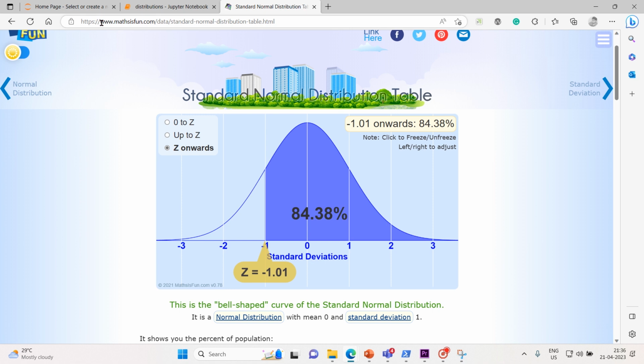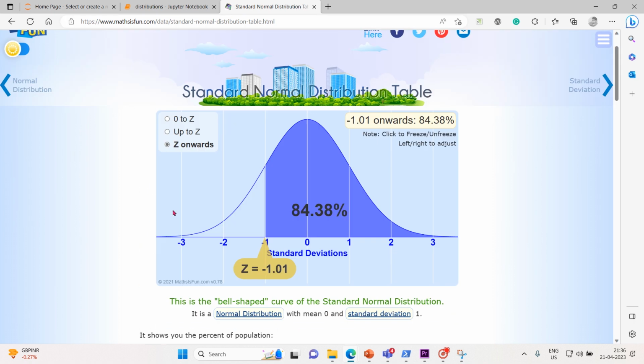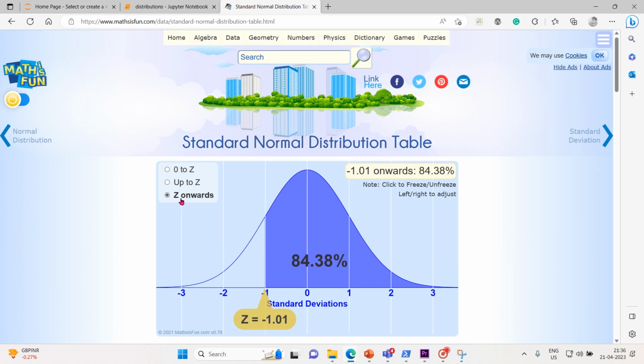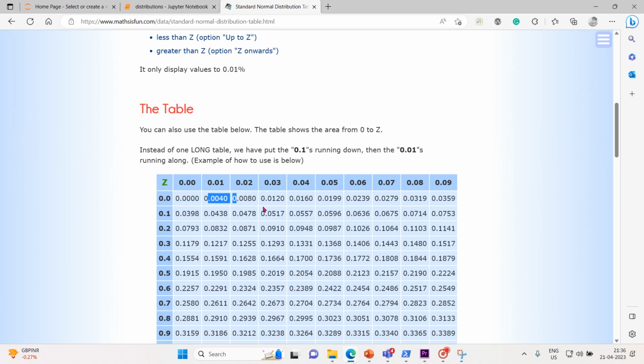So this is the third party application. You can also look into this if you want. This is the URL. First let's look into the standard normal distribution curve, then we will get into the table.